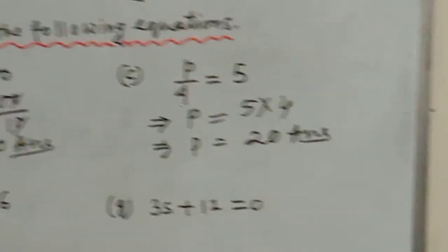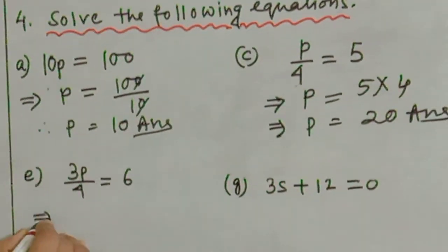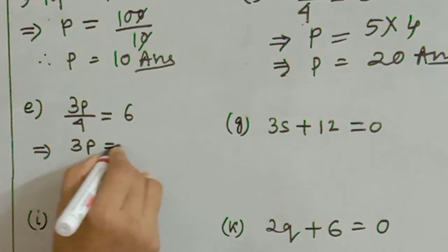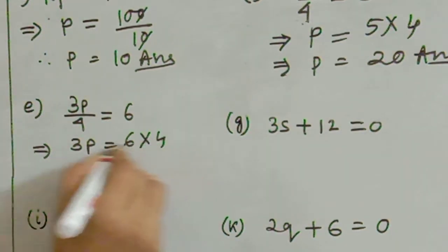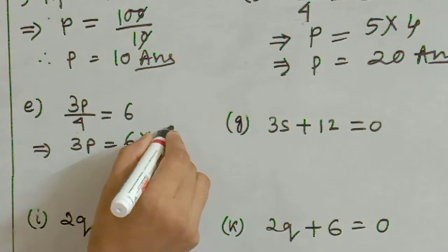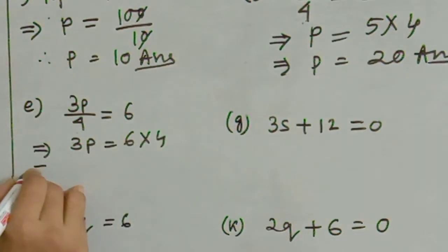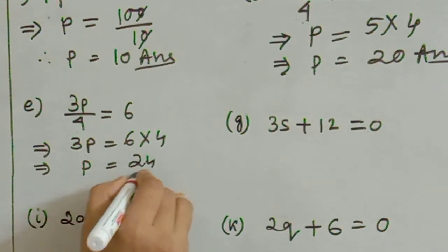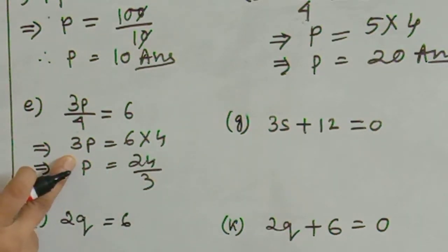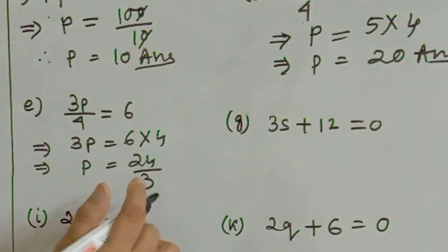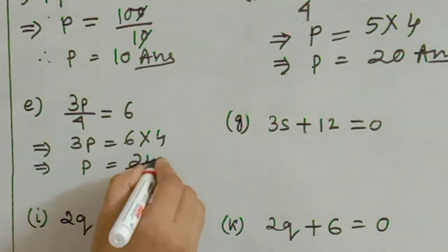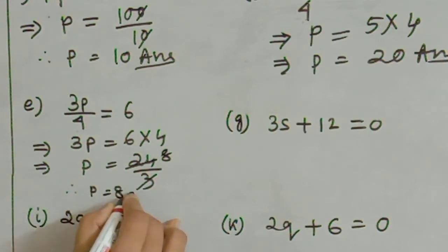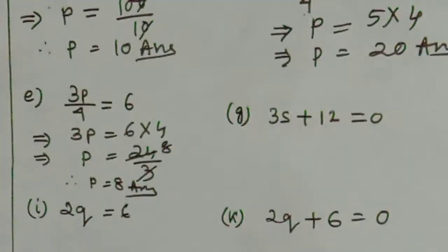Next sum, 3p by 4 is equal to 6. So 3p is equal to 6 into 4, as it was divided here, it will go for multiplication on the right side. Next, p is equal to 6 into 4 is 24 by 3. 3 was multiplied here, 3 is going down to divide the number on the right side. 3 8s are 24, therefore p is equal to 8. And this is the answer of this sum.